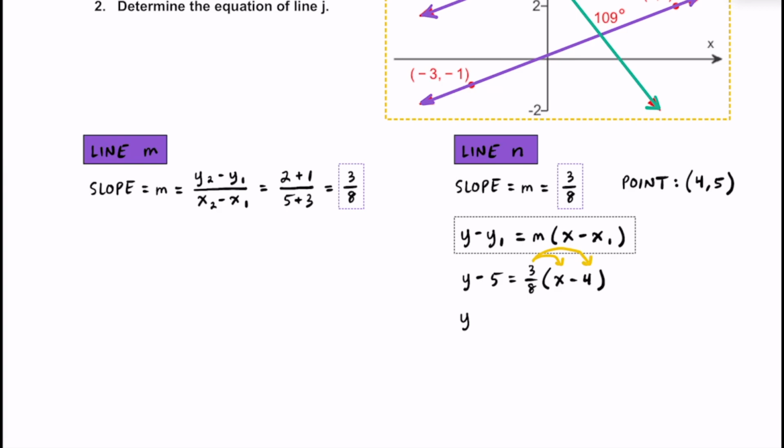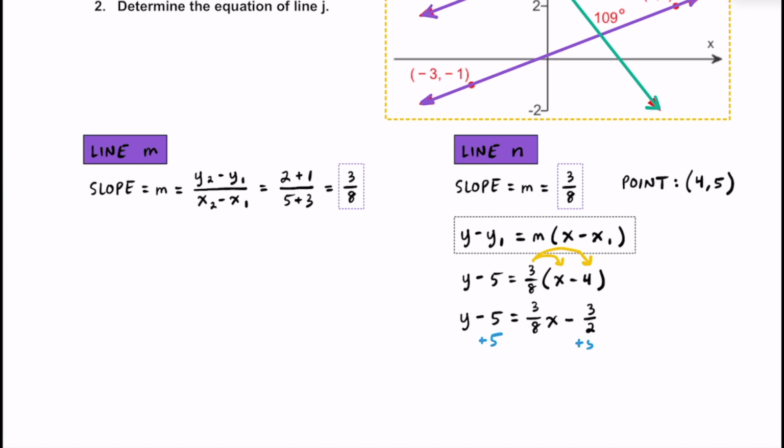So the left side is going to stay the same as y minus 5. On the right side we're going to have 3/8 x minus, and then you can multiply 3/8 times -4, but the 4 and 8 will cross cancel, and that's going to be -3/2. Feel free to write that out if you need to. Next, let's add 5 to both sides.